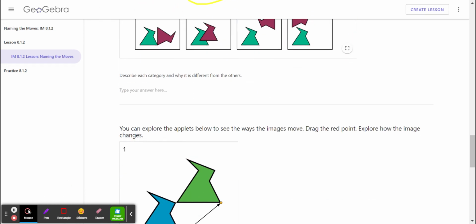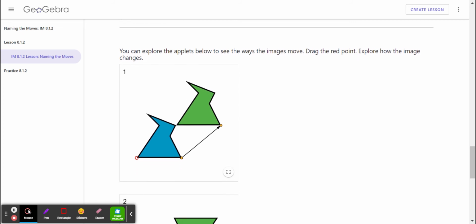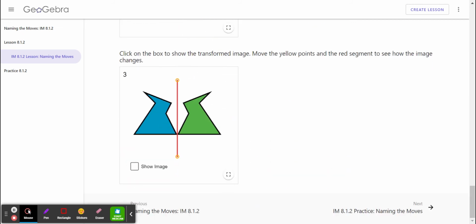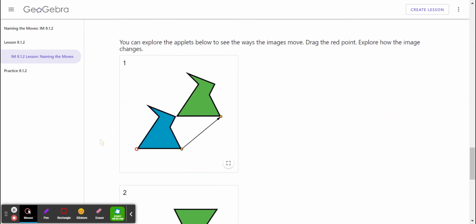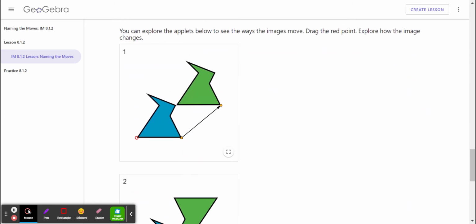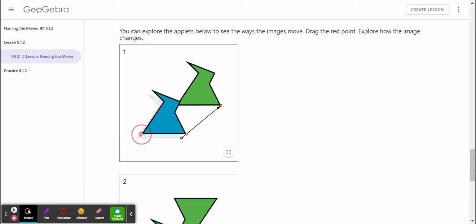Okay, so this summarizes what we learned today, and you can see all of these applets on your screen. I would definitely recommend taking a look at the notes that are posted in today's folder because those will give you a better idea of exactly what I'm looking for. But if you could take a look at this first applet, this again is called a translation, and it's when we're moving a shape from side to side.